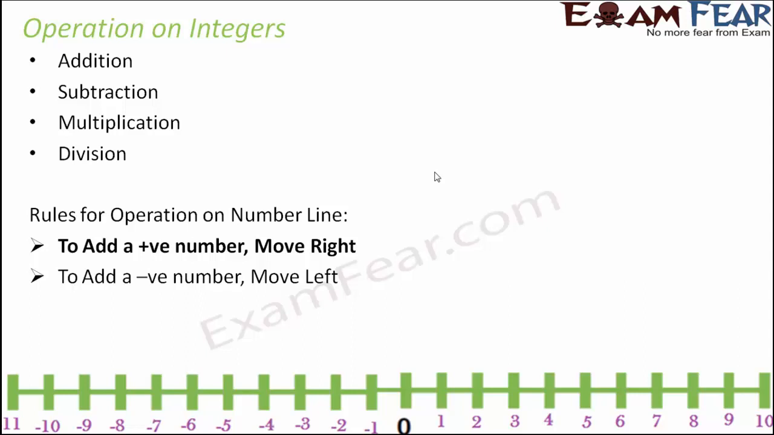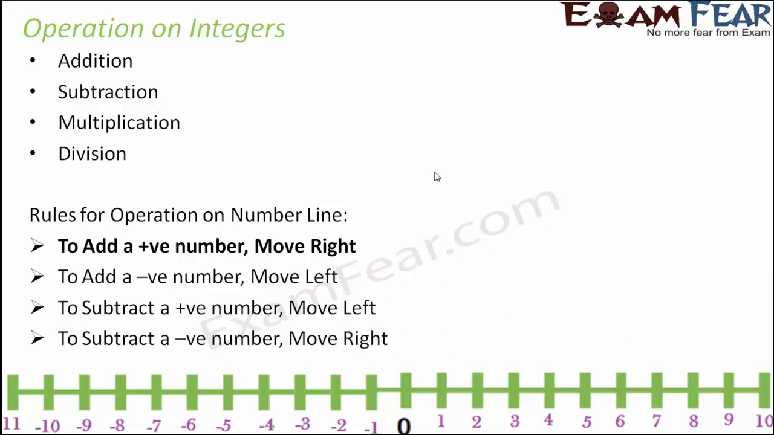Similarly, just the opposite in case of subtraction. If you want to subtract a positive number from an integer, you move towards the left. If you want to subtract a negative number, you move towards the right. Now you might be thinking, this sounds so confusing and I am definitely not going to remember any of these rules. So that is why we have a very simple, very logical memory tip for you. Let us quickly understand the memory tip.